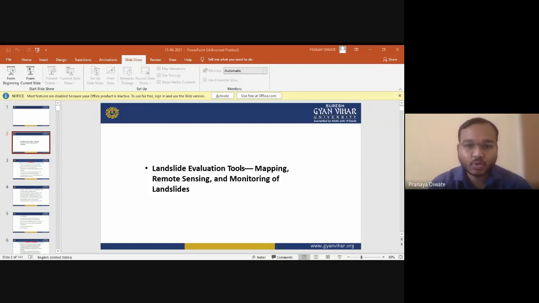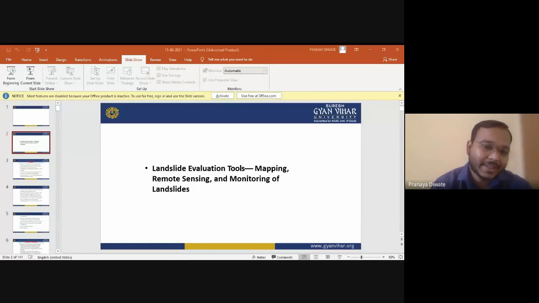The landslide evaluation tool contains different things like mapping, remote sensing, and monitoring of landslides. In this lecture, we study how we can map landslides using remote sensing and satellite pictures, and how you can monitor a landslide using daily satellite pictures.